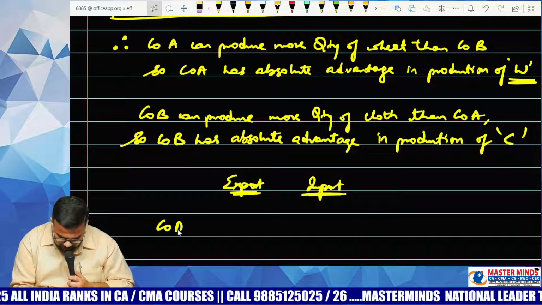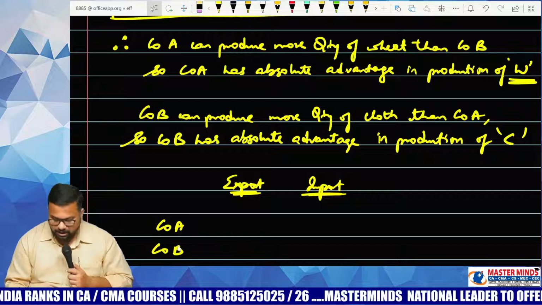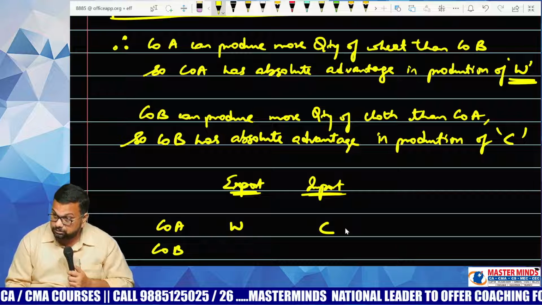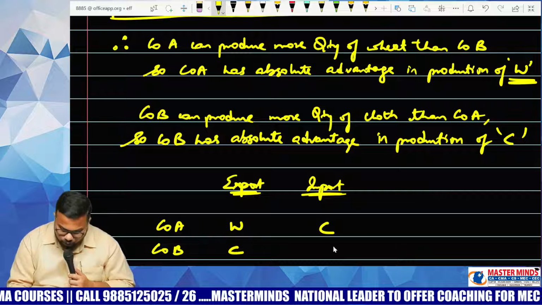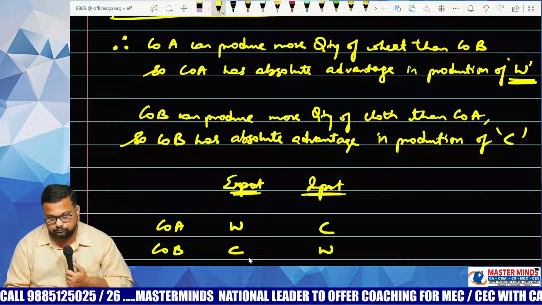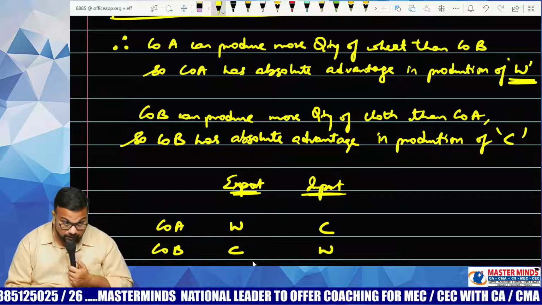Country A, country B. Country A should export wheat and import cloth. And country B should export cloth and import wheat.